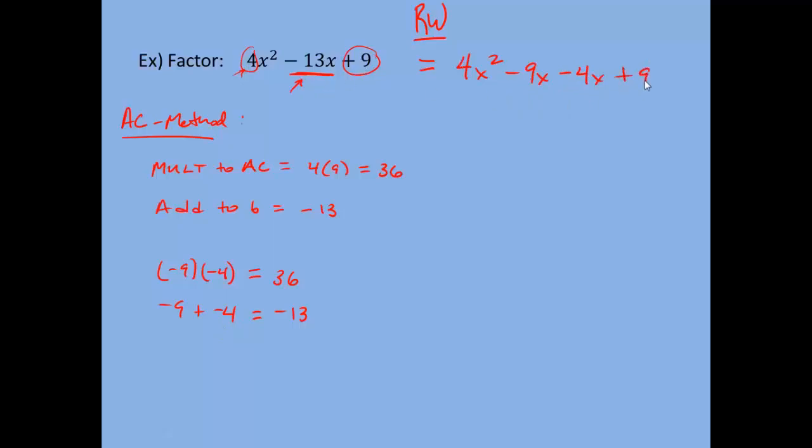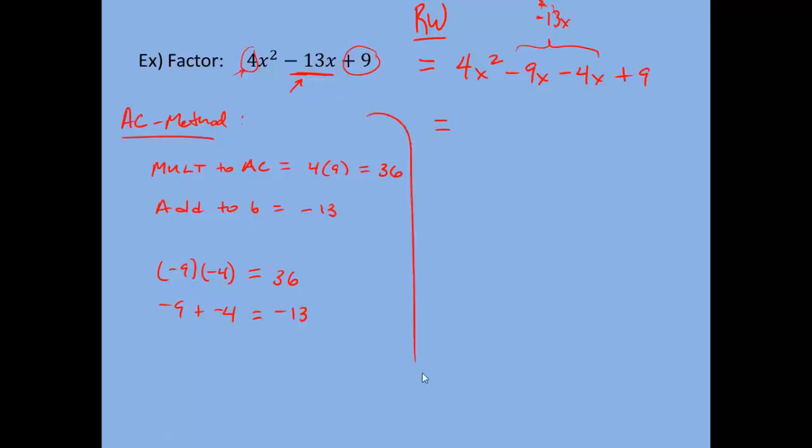Now the reason we're allowed to do this is because negative 13x is equal to a negative 9x minus 4x, right? That's the same as a negative 13x. So looking at that, we're really separating negative 13x up into 2 terms, negative 9x and negative 4x. But you have to do it systematically. You can't just pick whatever numbers you want. That's what the AC method does. It gives us a systematic way of picking how we break up that middle term.